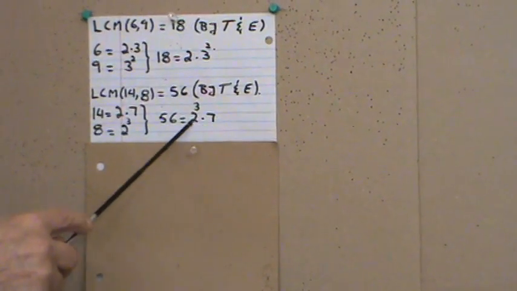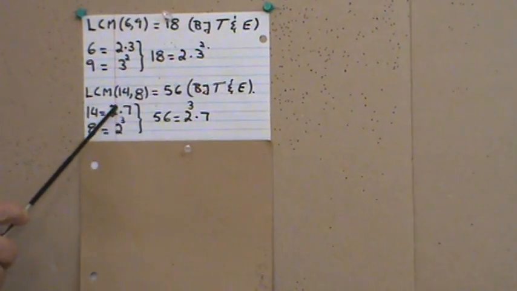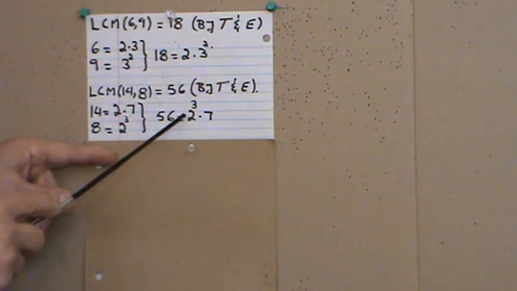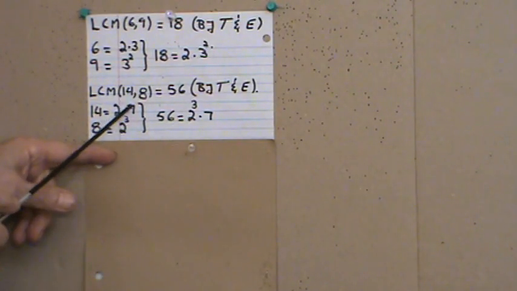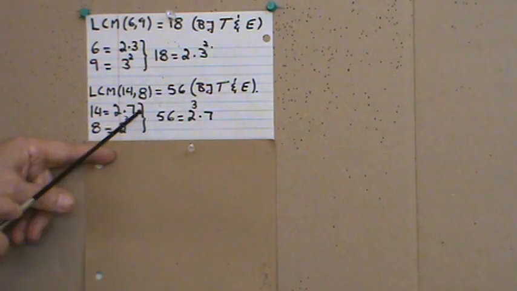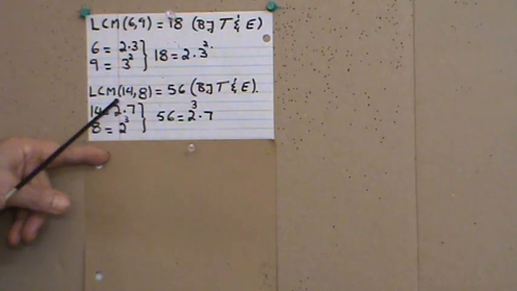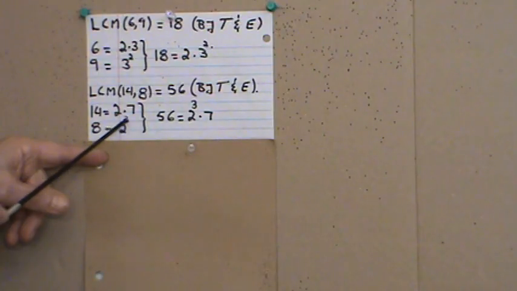Now I look at 2 to the 3, 7, and these 2 to see if I see any kind of hint, any kind of relation. I notice that this has 2, so 2 is there. This has 7, 7 is there. This has 2, then I look, the power of this 2 is 1, the power of this 2 is 3. So the larger one wins.